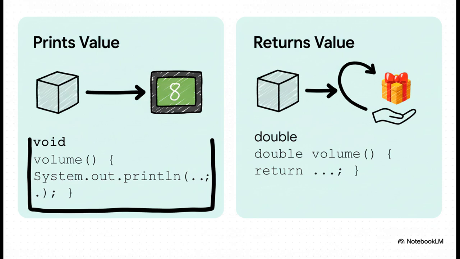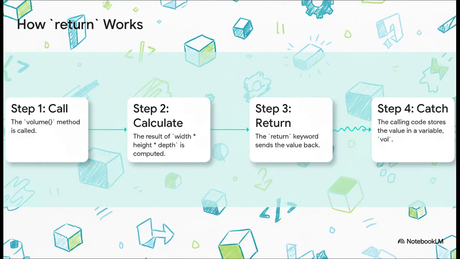And then we use that super important return keyword to actually send the calculated value back to the caller. Let's just walk through it real quick. Our main program calls the method, goes off and does its calculation, then that return statement acts like a delivery service, sending the result back out. And finally, our main program can catch that delivered value in a variable. Now our box isn't just shouting its volume anymore, it's helpfully providing it as data we can actually use.